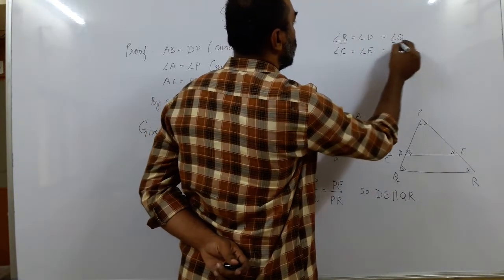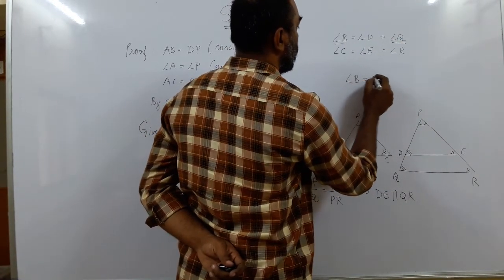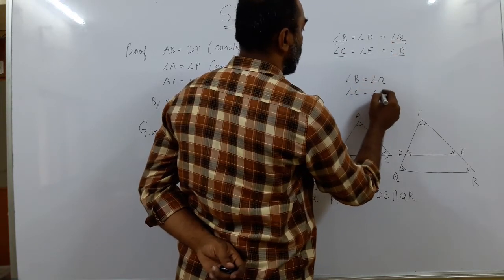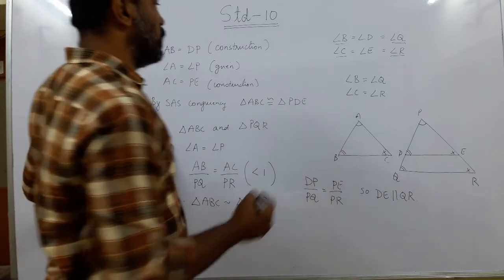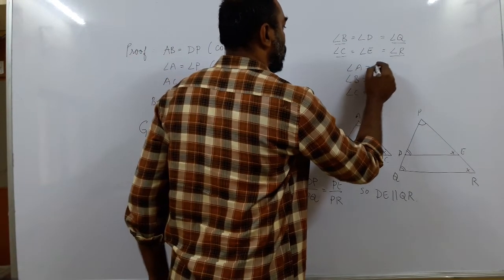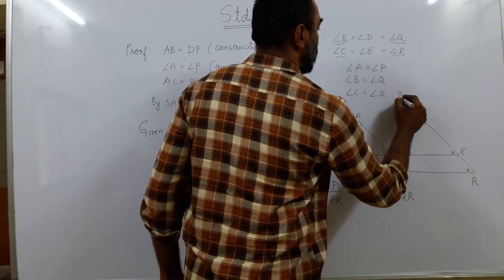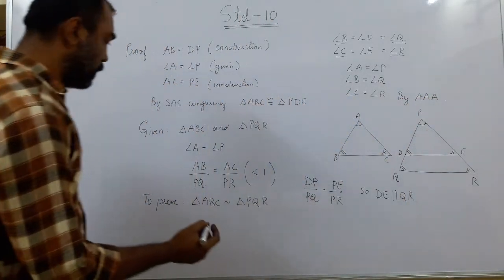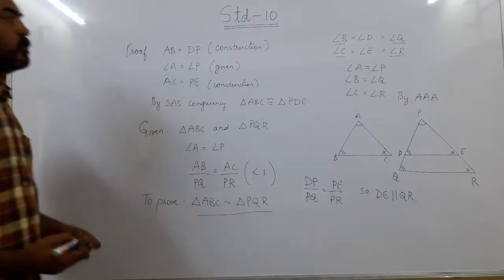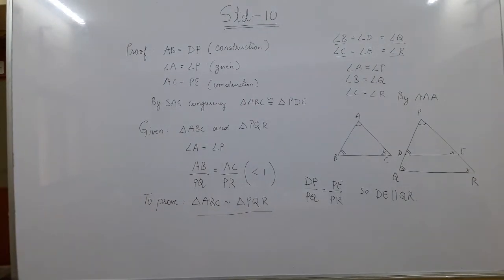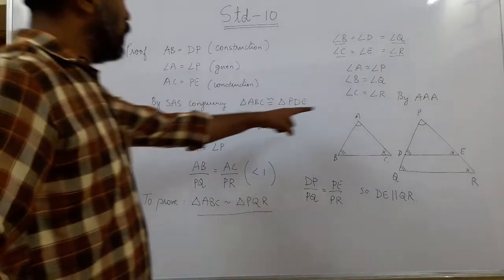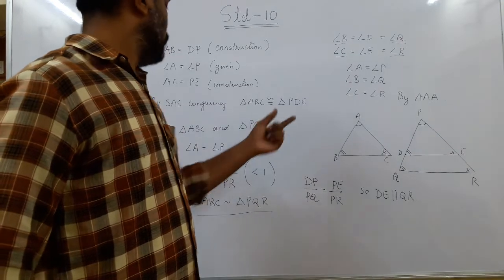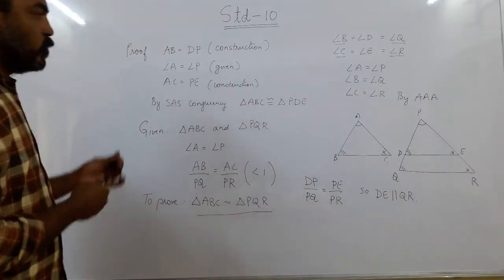So now we have angle B equal to angle Q, angle C equal to angle R. We were given angle A equal to angle P. So by the AAA criterion, the two triangles are similar. So we have proved it here. Yes. Now remember, I proved ABC equal to PDE by congruency, but what I proved by similarity, I've used the same thing.